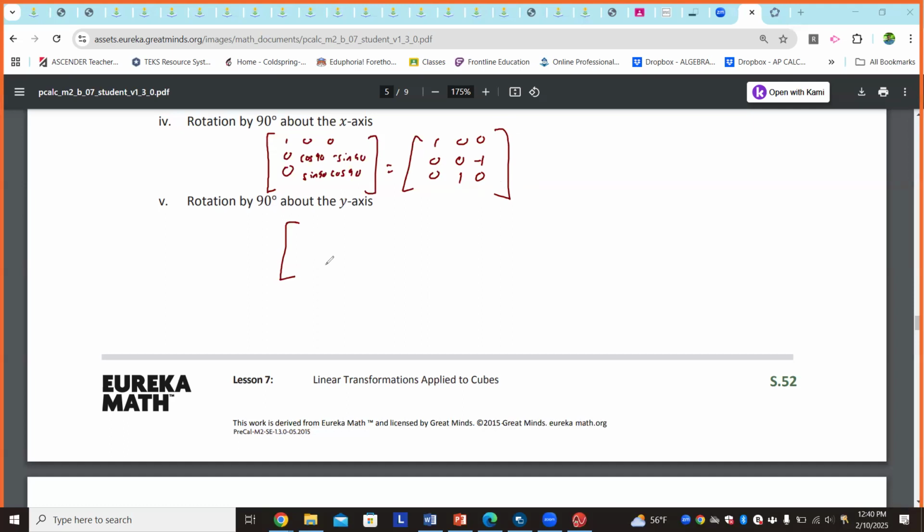So 5 here, let's make sure we got it right. Y-axis, this is 0, 1, 0, 0, 0. We're good with that first start. All right, then cosine of 90 would mean that this is 0 and this is 0. And then sine of 90 means that this is negative 1 and this would be 1. Is that what we all got?